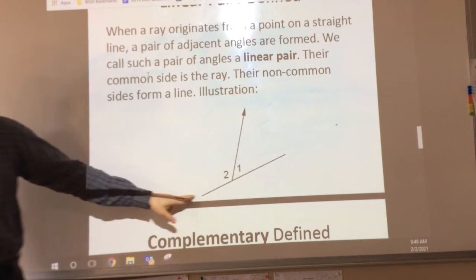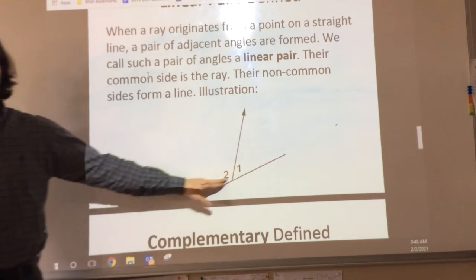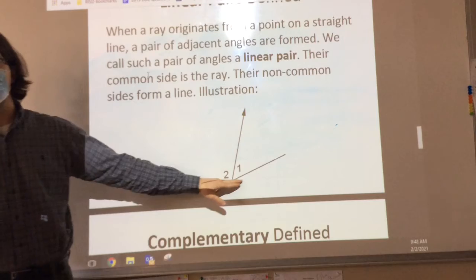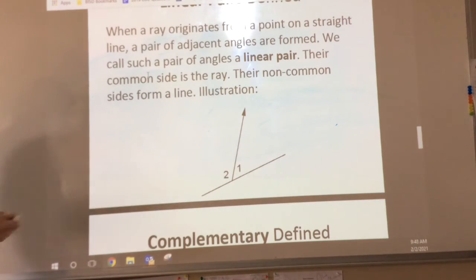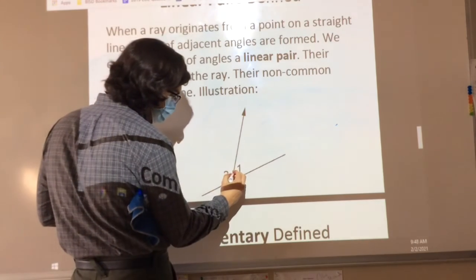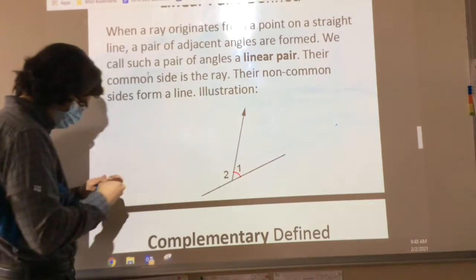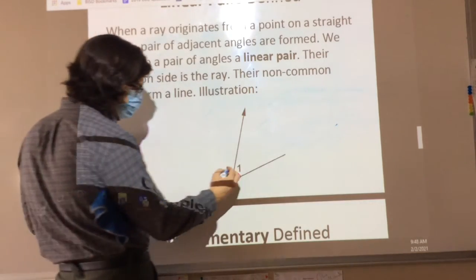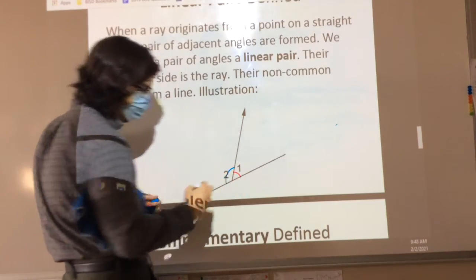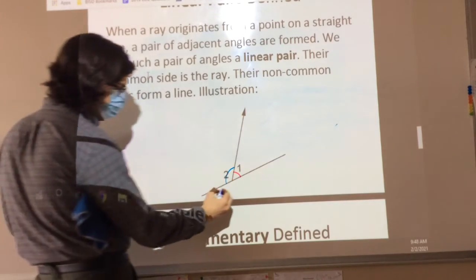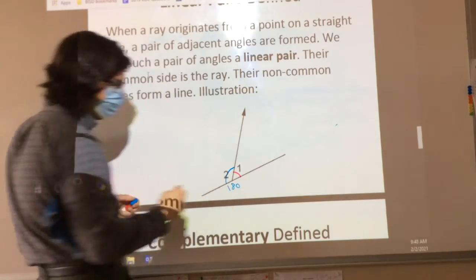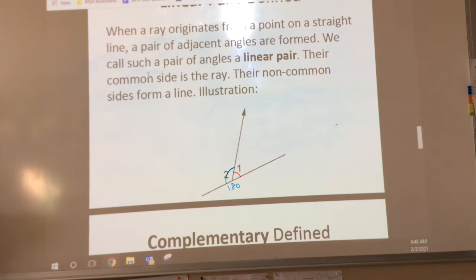Linear is going to be this line right here, and what does a straight line equal? 180. So here's what this is saying. This angle and this angle have to add up to be 180 degrees, because a straight line equals 180 degrees.